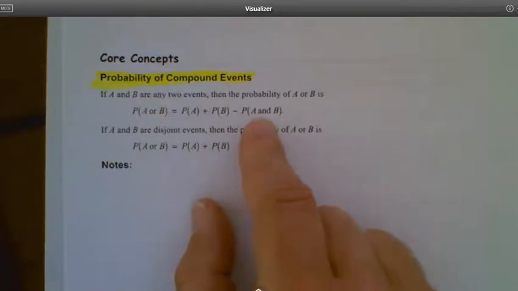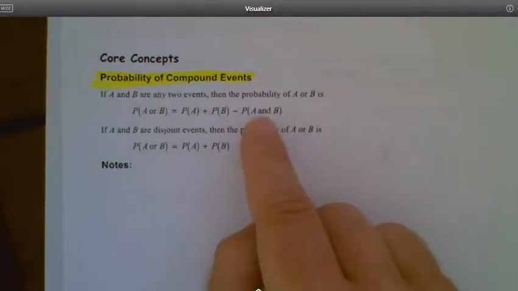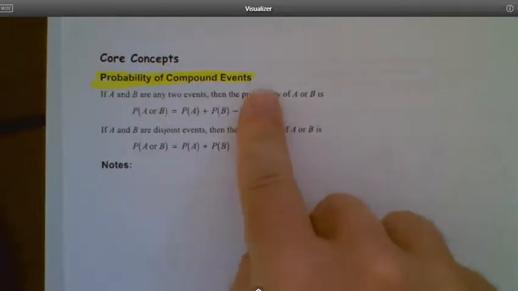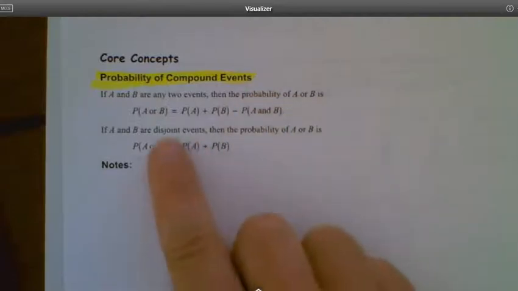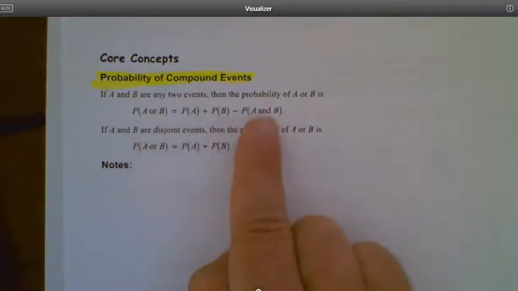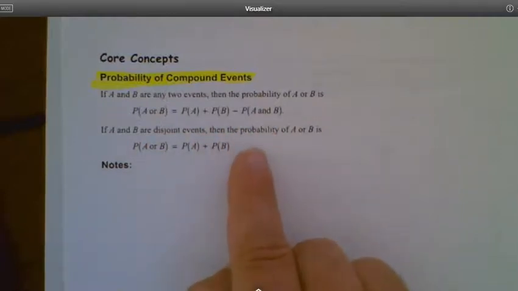Now there are cases where this might be 0. Maybe they don't have anything in common. And so all we have to do is just A plus B. So if they are disjoint events, meaning they don't have anything in common, then you'll notice that part of the formula won't be needed in those cases. So let me go to a couple examples for you.